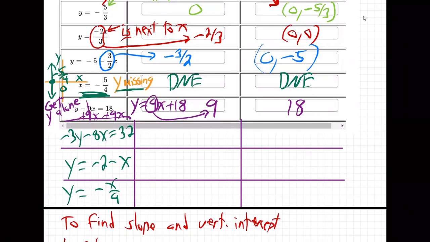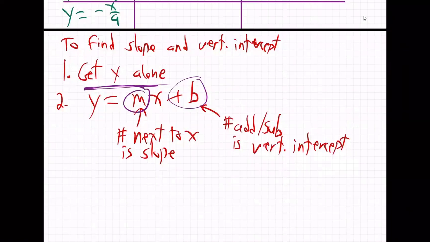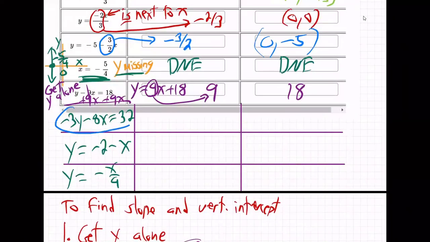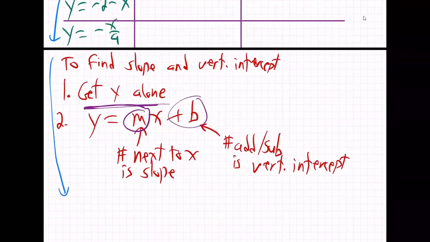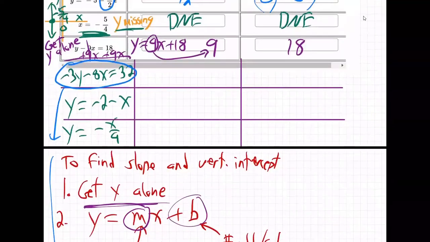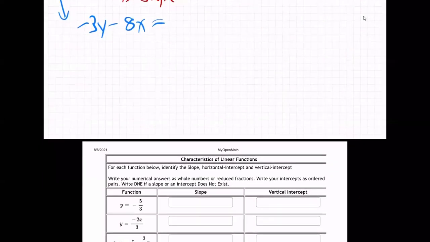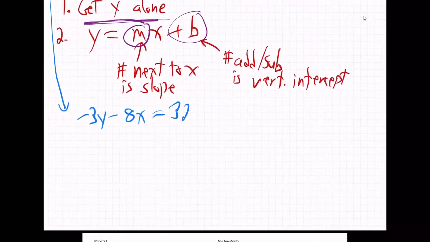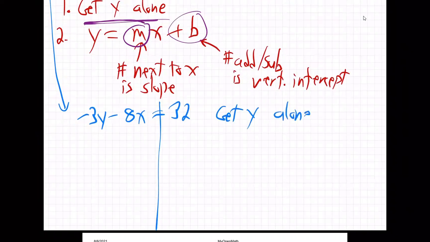All right, coming down to here. What are we going to do on this one? Same kind of thing. You have to get y alone. I don't have room right there, so I'm going to bring it on down. So -3y minus 8x, is that right? Yeah, equals 32. All right, so get y alone, right? Because y is not alone. So add 8x to both sides.